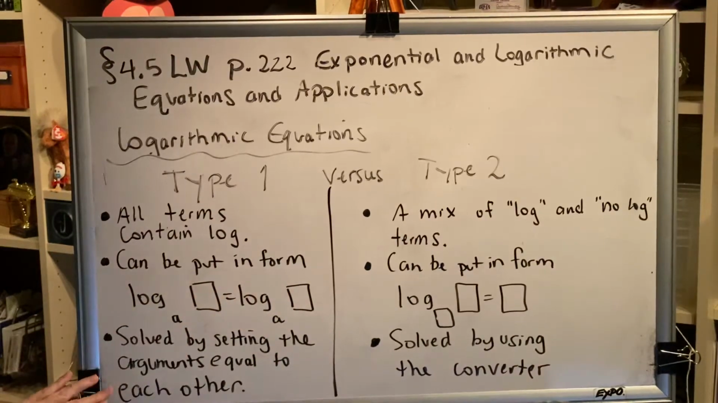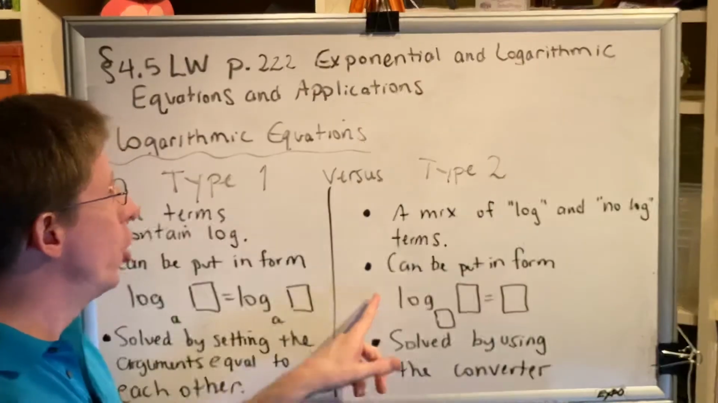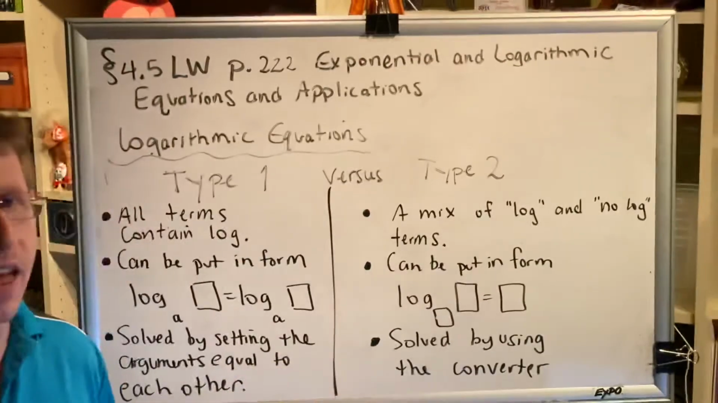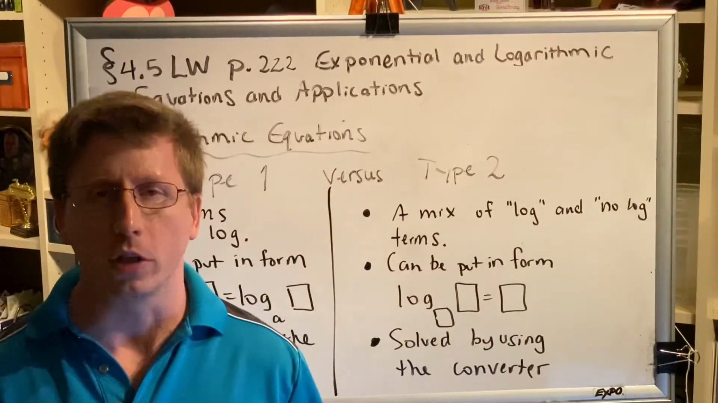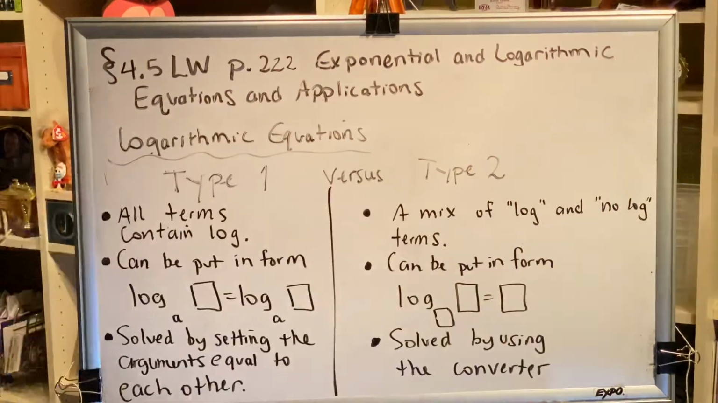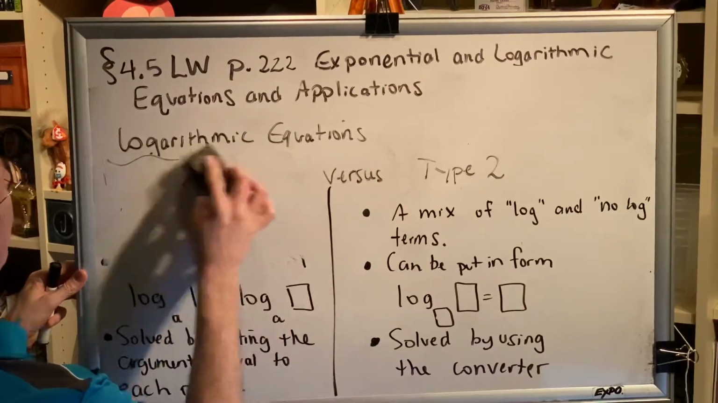When it comes to solving with type 1, your job is to set the two arguments equal to each other and solve for the value of the variable. With type 2, you take what you have here and put it in your converter to rewrite your logarithmic equation as an exponential equation, and then solve using your other skills from earlier in the semester. So, let's go ahead now and put up some problems and see if you can categorize them as being type 1 or type 2.